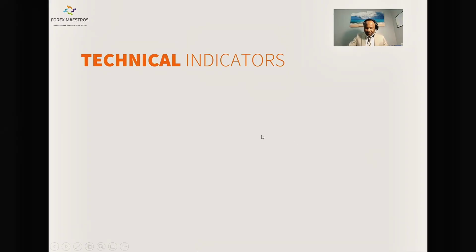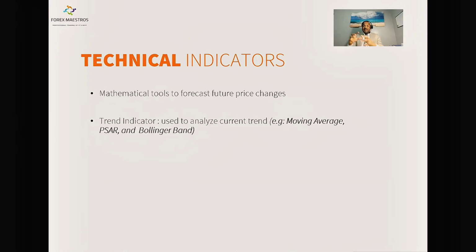All right, let's go on. So, what are indicators? Quickly, indicators are mathematical tools that help us to forecast future price changes. They are mathematical tools that help us to conduct price forecast. Is that okay? And they have different types of indicators.